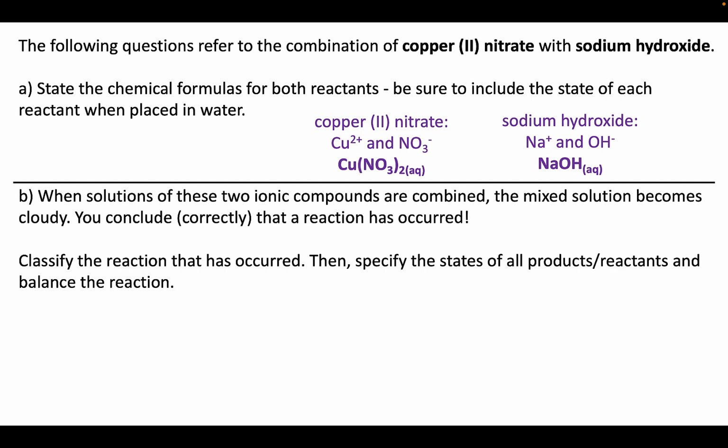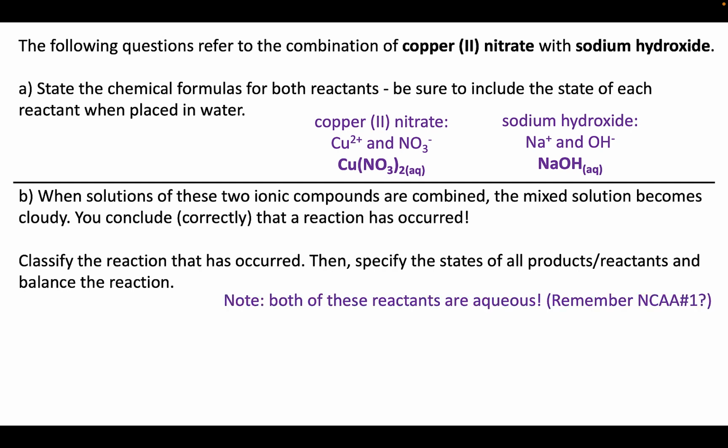So we have our two reactants and we have our states for those as well. So that part is done. And when we bring these two ionic soluble compounds together, we're going to have a double displacement reaction, right? Both of these are aqueous. And if we form something, this is going to be a double displacement or a precipitation reaction. What are the products here?